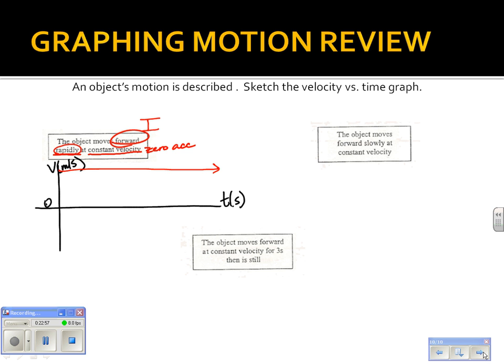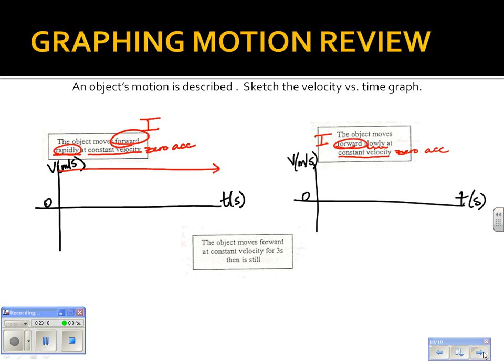Okay. Then we're going to do this. 0, V is meters per second for velocity. Time is in seconds. Now this object is going to move forward, quadrant 1, slowly at a constant velocity, so 0 acceleration. So this one's going to be lower than the previous one because it's slowly instead of rapidly.